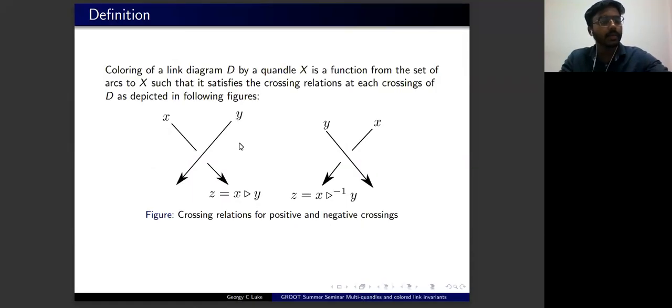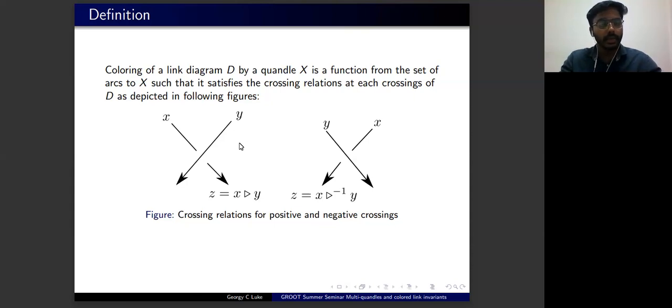Yeah. Moving on to link diagrams. In the literature, knot invariants or link invariants are determined using quandles. So I'm explaining how it's done.